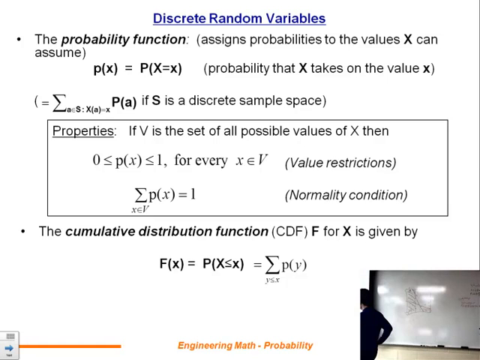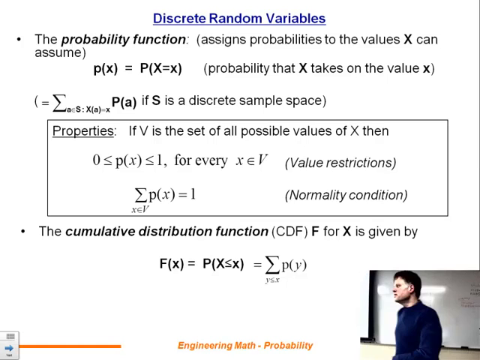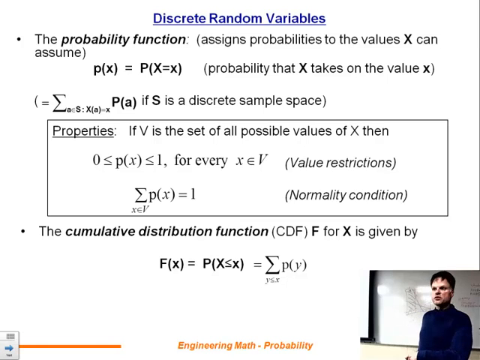And the way you can get that is you can sum over all the possible values less than or equal to x, sum their probabilities. Thinking now of the y's as being the outcomes. So this is the sum over all possible values less than or equal to x of the probability of getting that value, y. And that gives you the total probability that you're less than or equal to x.